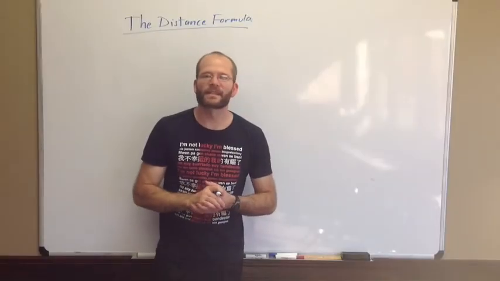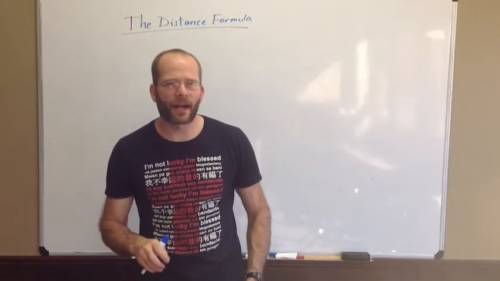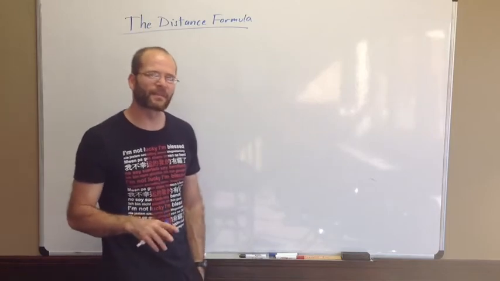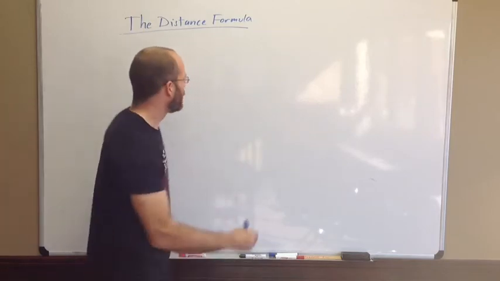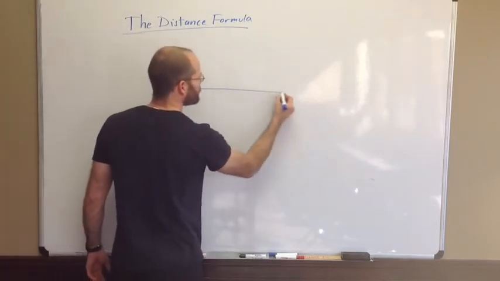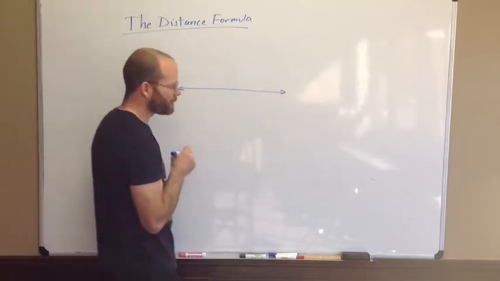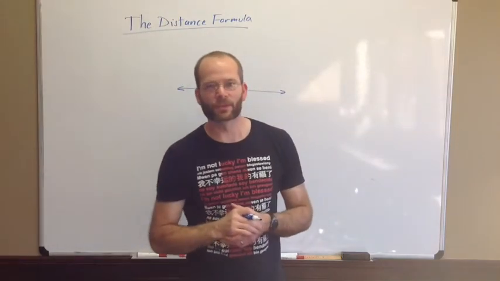Today we need to talk about the distance formula. You may remember in prior lessons we talked about the distance between 2 points on a line, and we used something called the segment addition postulate, and we also talked about something called the ruler postulate.